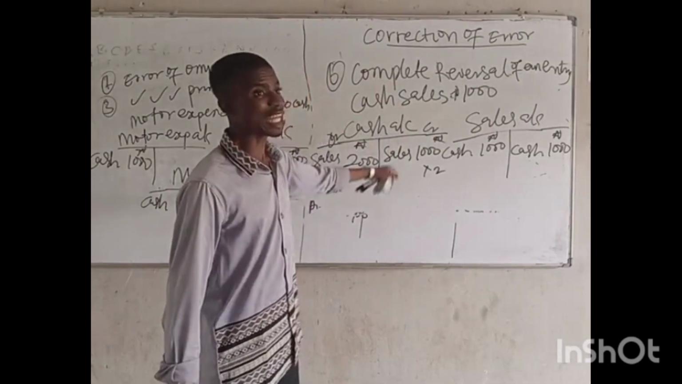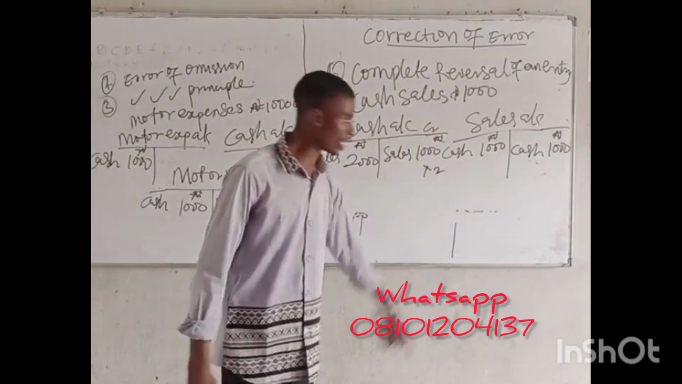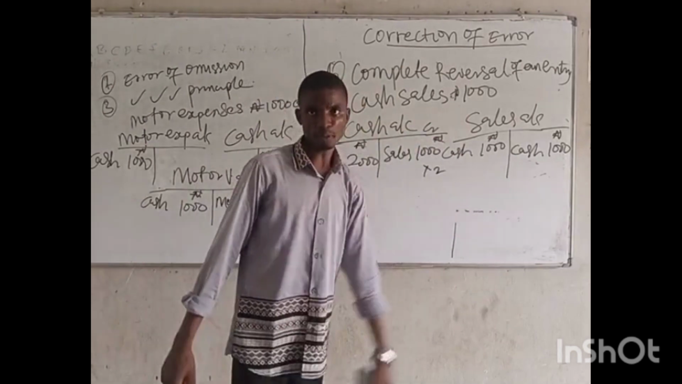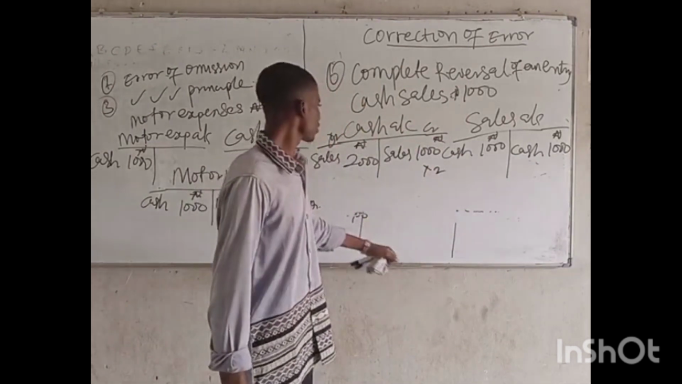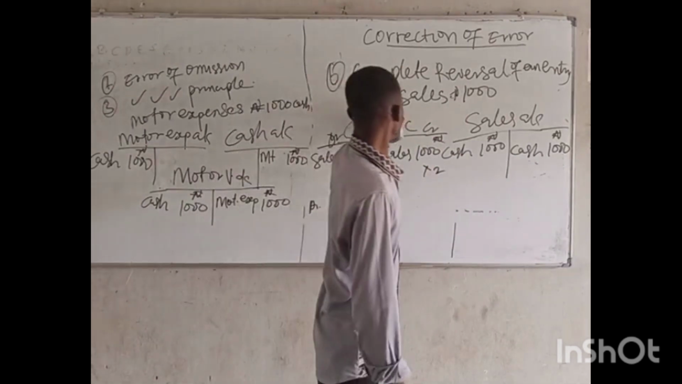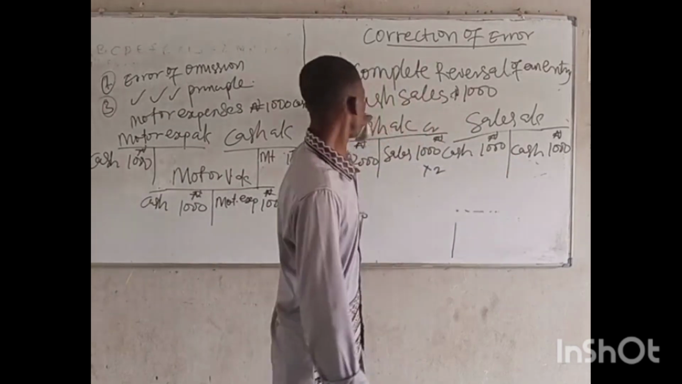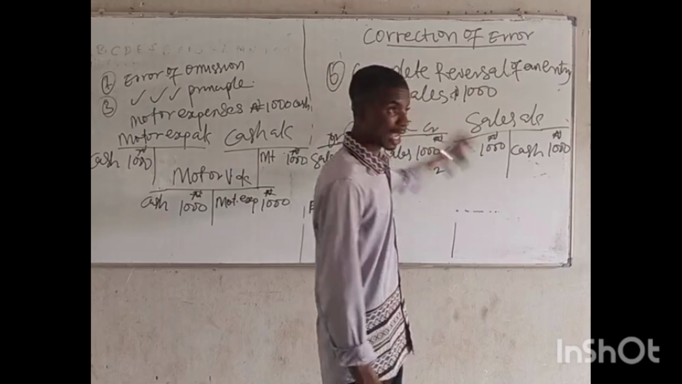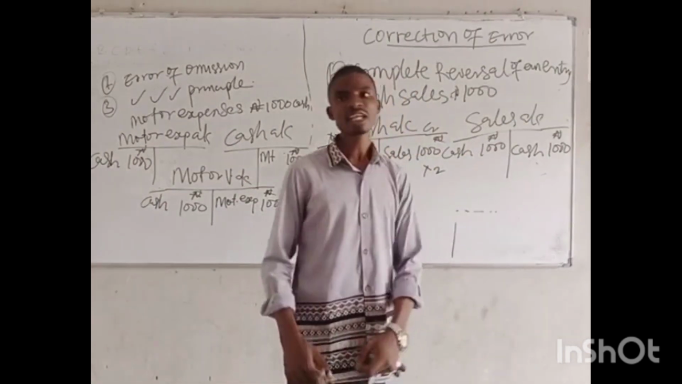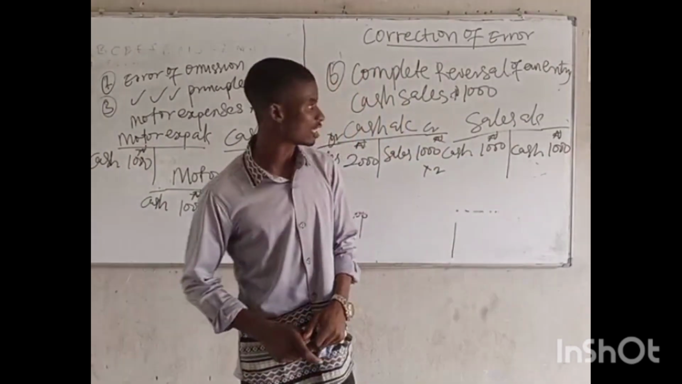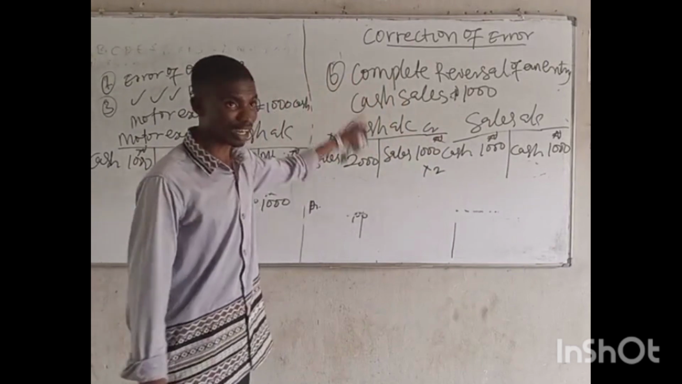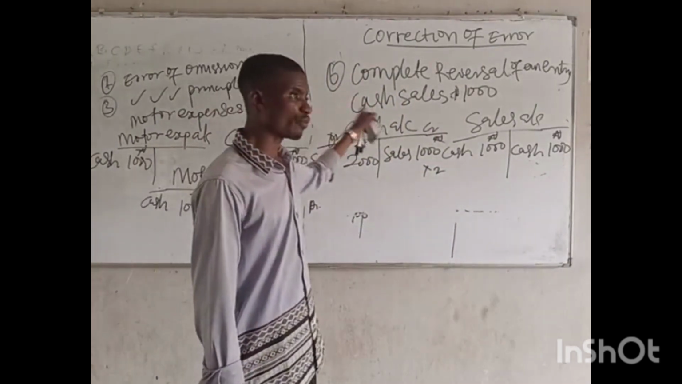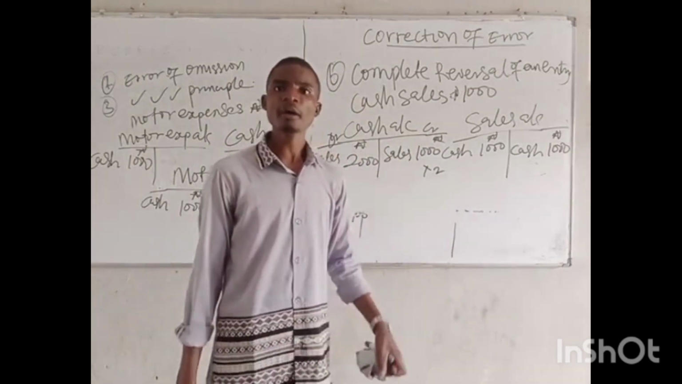If you are correcting the error using the general journal, you are also still going to use this principle. The only thing is that, assuming this is a cash sale, what you would have done there is to debit the cash and then credit the sales account. Ladies and gentlemen, this is how to correct the errors that do not affect the agreement of the trial balance.